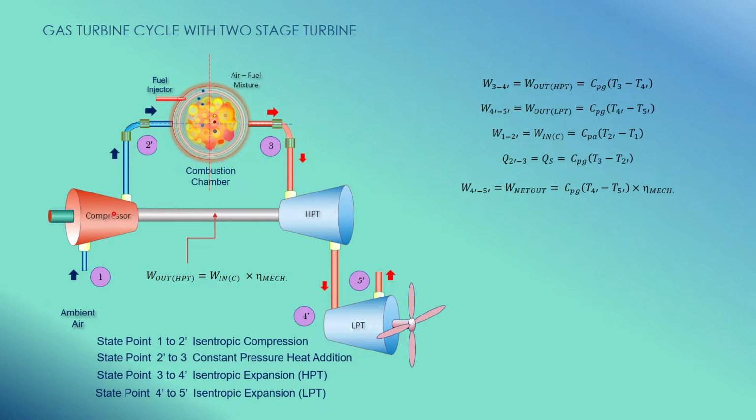This is the air side. 1 to 2 prime is considered the air side, so that is why you have CPA for the work input of the compressor. And then the work output of the high pressure turbine is here, from 3 to 4 prime. That is CPG, so this is gas and this is air. And then you have the heat supply, that is 2 prime to 3, which is also CPG and T3 minus T2 prime.